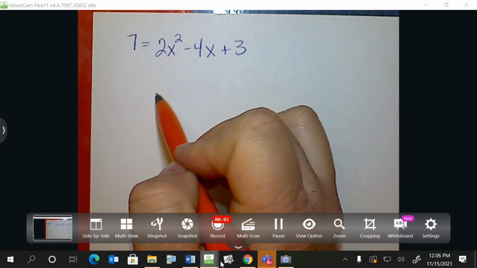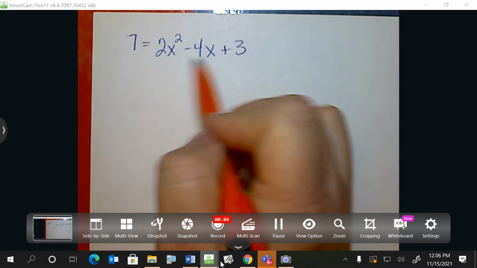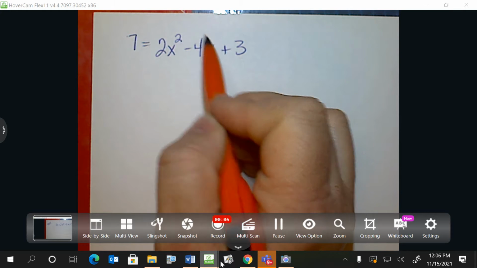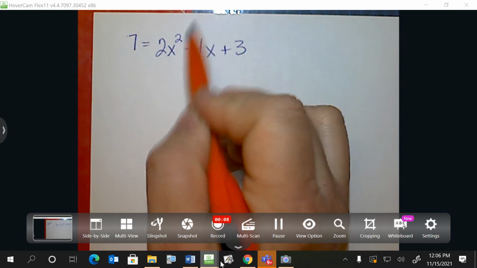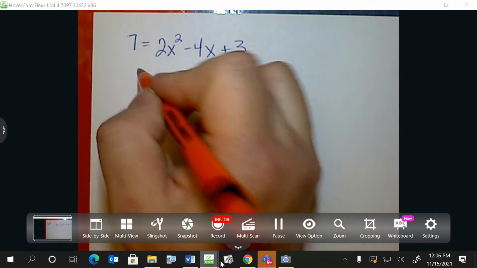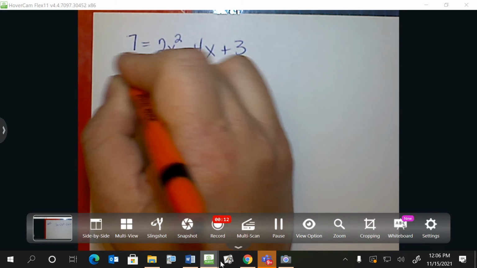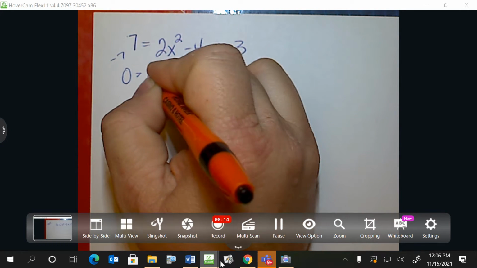So in this problem, I'm asked to solve. I want to figure out what values of x I can plug in so that the right side will equal the left side. I'm going to start by moving 7 over, so I subtract 7 from both the left and right.